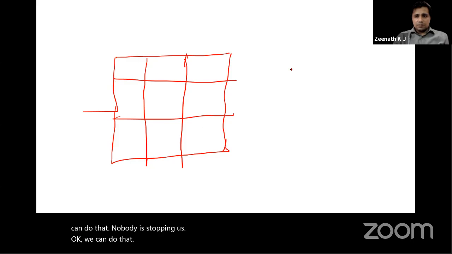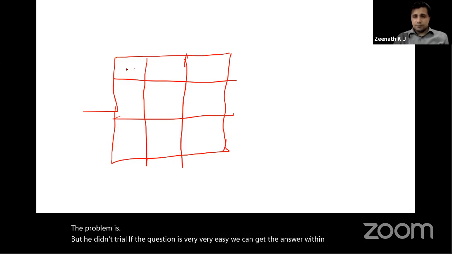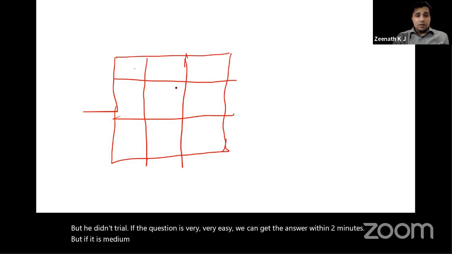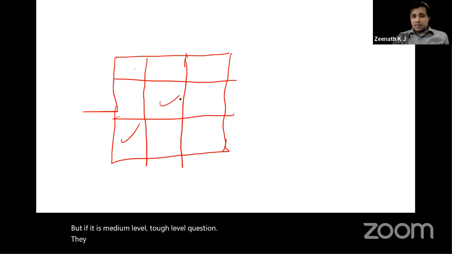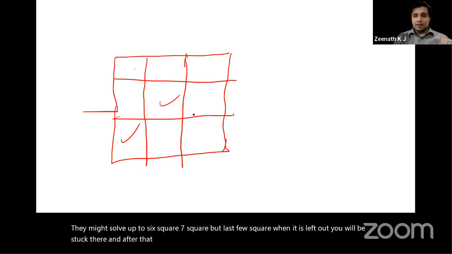But there's one problem there. By hit and trial, if the question is very easy, we can get the answer within 2 minutes. But if it is a medium or tough level question, we might solve up to 6 or 7 squares, but when the last few squares are left, you will be stuck there. And after that, you keep on trying for the whole day and still you will not get the answer.